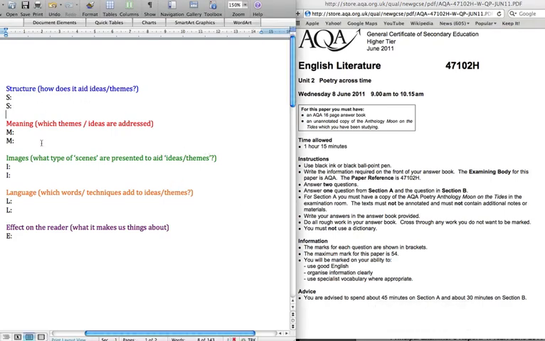Now, the best way, I think, and obviously remember everyone's got their own techniques, whatever works for you, do that. But if you aren't very sure on the main things to pick out for poems or poetry analysis, then I would definitely recommend SMILE. That's picking out the structure and the meaning, the images, the language and the effect on the reader, and all of these structure, images and language are all supporting meaning.